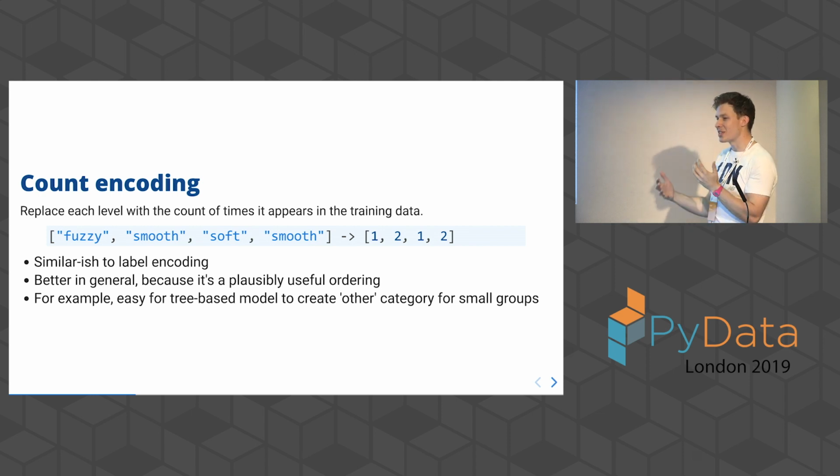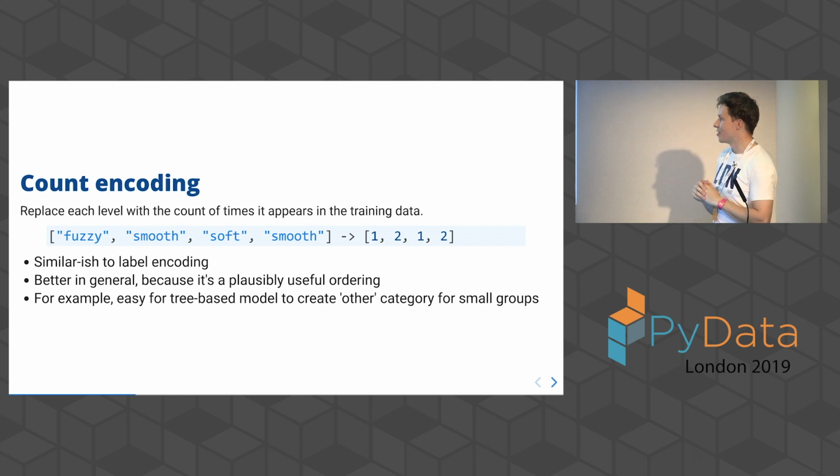And so it's kind of similar to label encoding. I think it's a little bit better in general because it's plausibly useful. Arranging them in order of small to big on a number line is probably more useful than a random ordering. And you can think of an algorithm like a tree-based model easily using that to create another category, like anything below 10 examples is just grouped together in the same leaf and treated together.